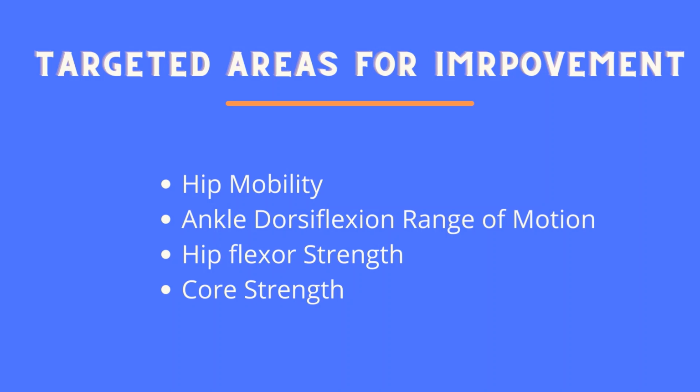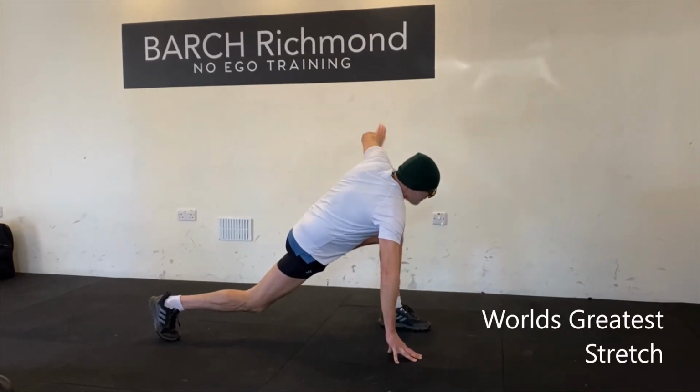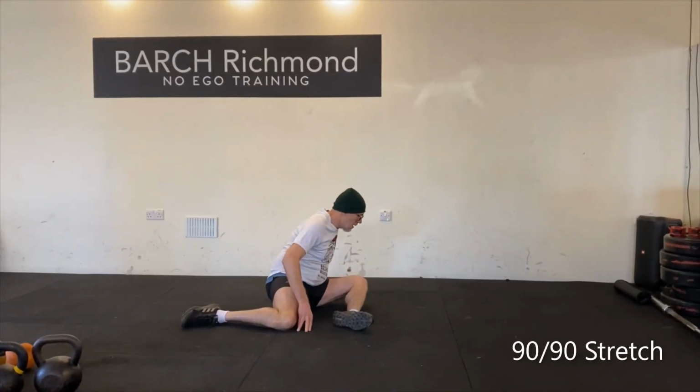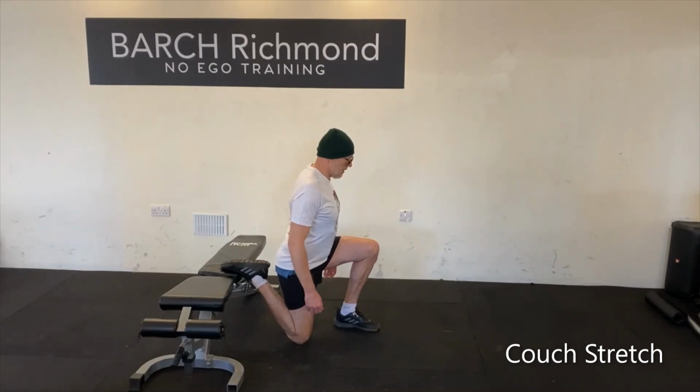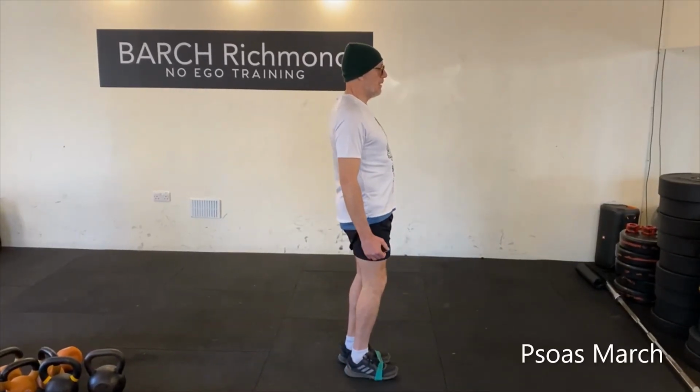The areas for improvement are hip mobility, ankle dorsiflexion range of motion, hip flexor strength, and core strength. To work on hip mobility, I would prescribe the world's greatest stretch, the 90-90 stretch for internal and external rotation, the couch stretch for the hip flexors, and banded psoas marches to strengthen the hip flexors.